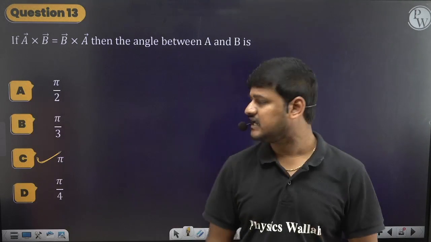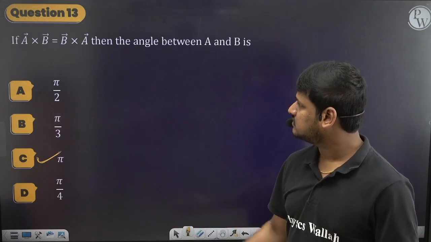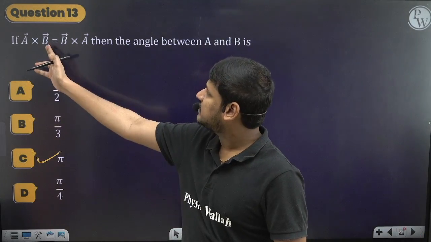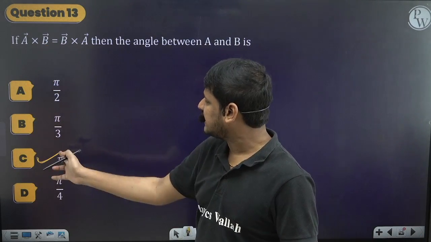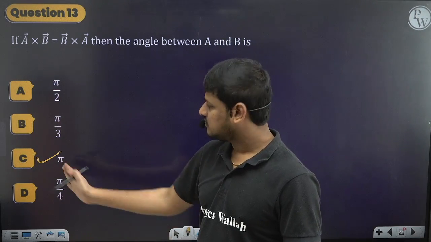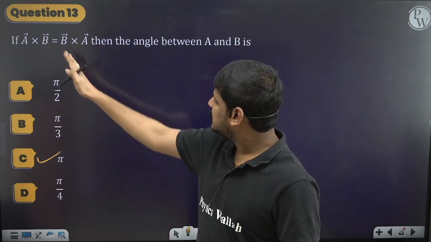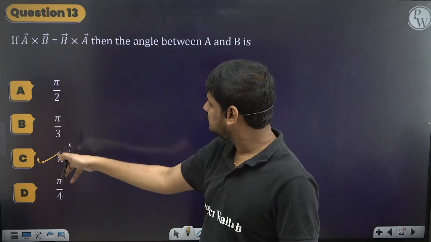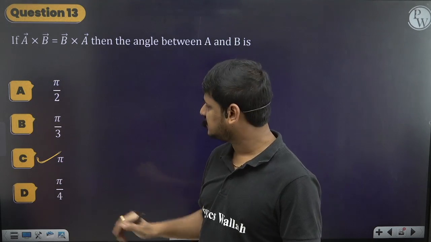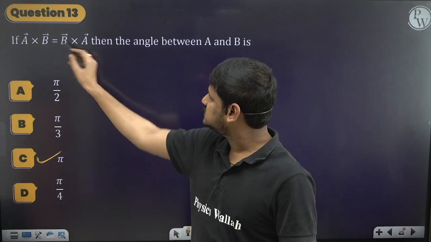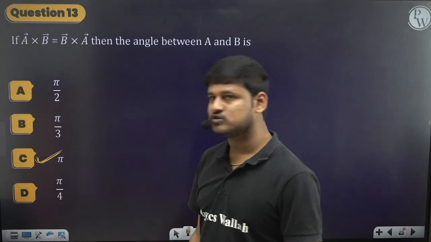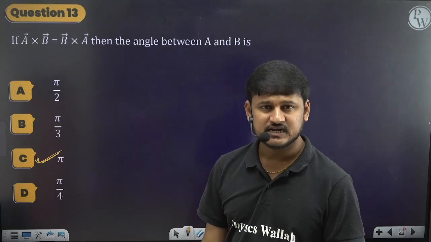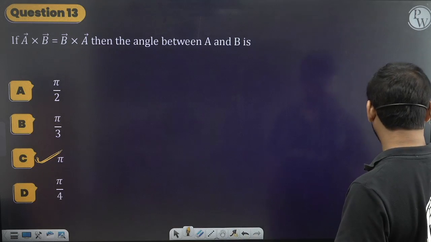When will A cross B and B cross A be equal? Whenever the angle between them is pi. When A cross B becomes 0, when the angle between them is pi, B cross A will also be 0. So when theta is equal to pi, this is 0, this is 0. They both will be equal when theta is equal to pi. Direct question. Clear?